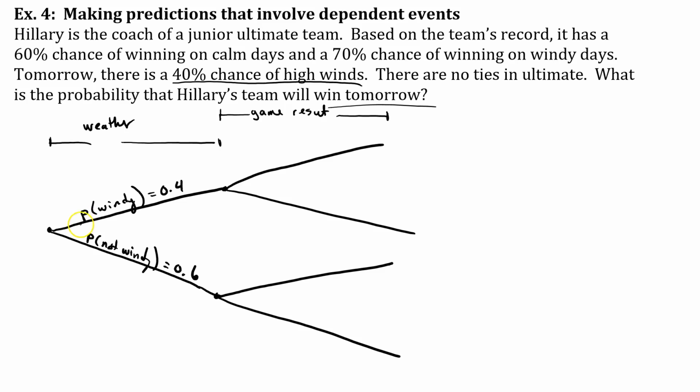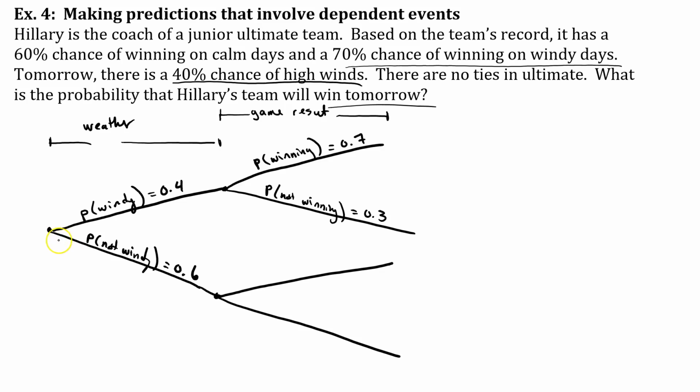So given that it's windy, the probability, okay, so it says 70% chance winning on windy days. So if it's windy, that means probability of winning is going to be 0.7, and the probability of not winning is going to be 0.3 because there are no ties in ultimate.